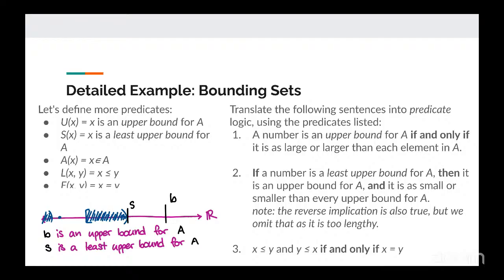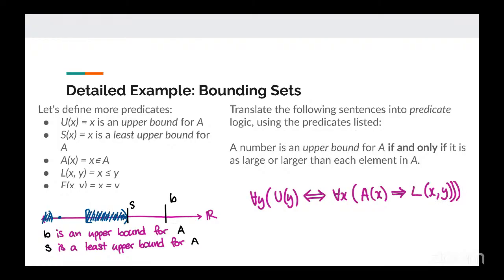For all x, if u of x, and for all y, if u of y, that implies L of x. Right? Yeah, exactly. That's exactly right.